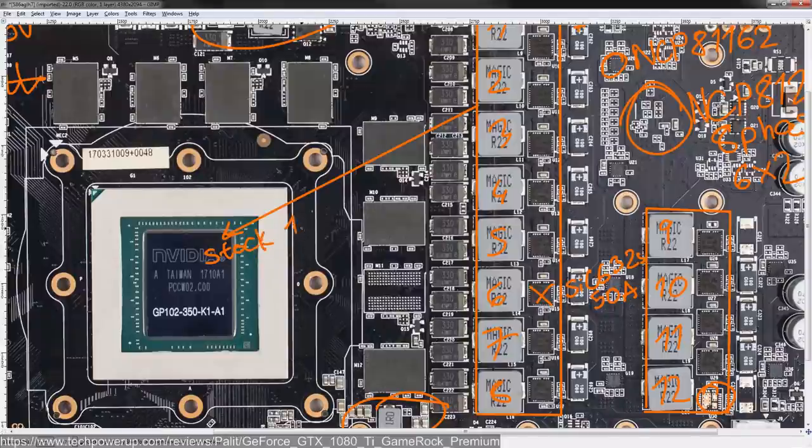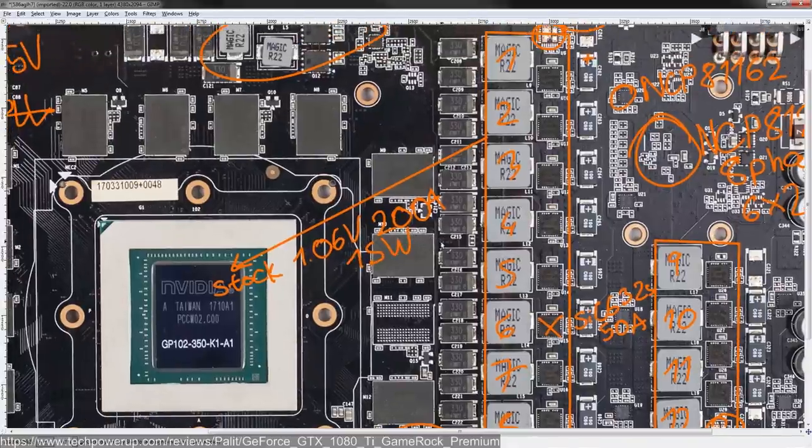So stock, you'd be looking at 1.06 volts and 200 amps. And this VRM, for that kind of current and voltage, you're looking at about 15 watts of heat output. That's assuming 500 kilohertz switching frequency, because the data sheet doesn't go below that, and 5 volts drive voltage, because these don't run on anything other than 5 volts.